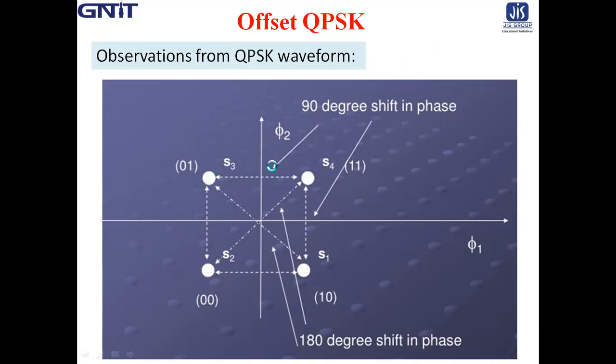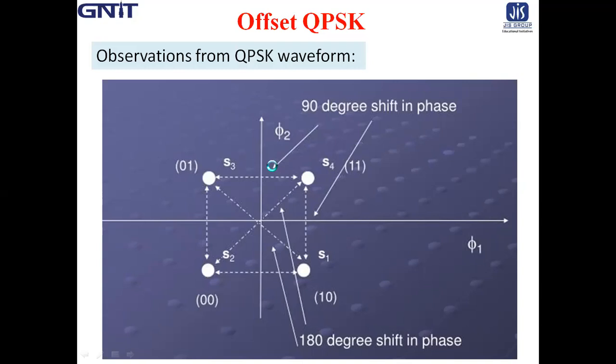See, the carrier phase changes by plus minus 180 degrees whenever both the in-phase and quadrature components of the QPSK signal change sign. An example of this situation is illustrated in this figure.